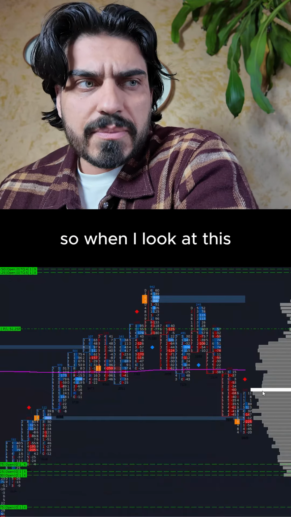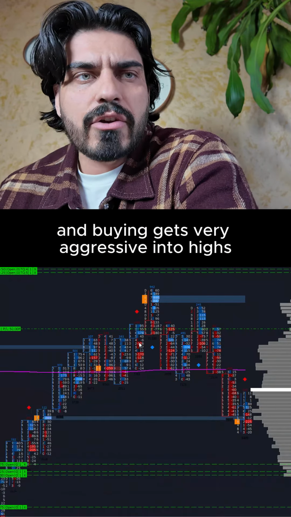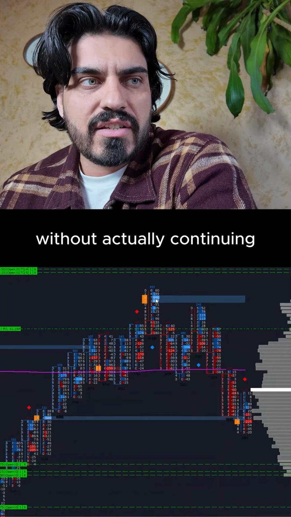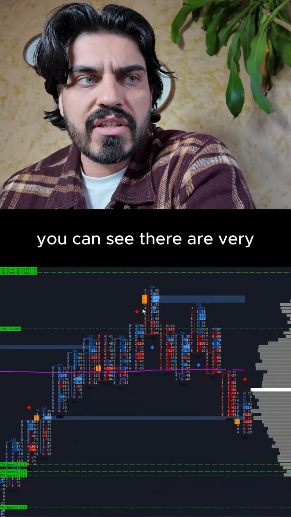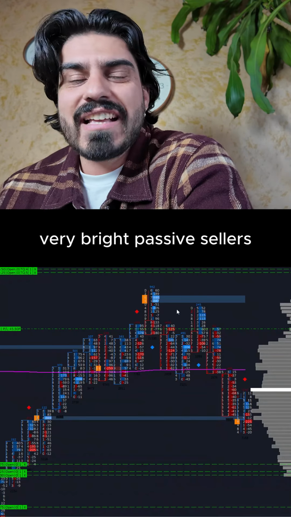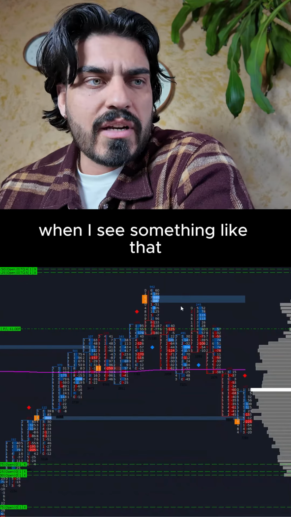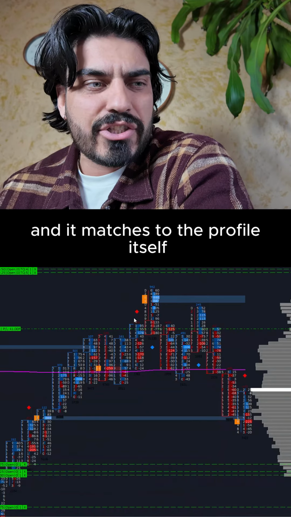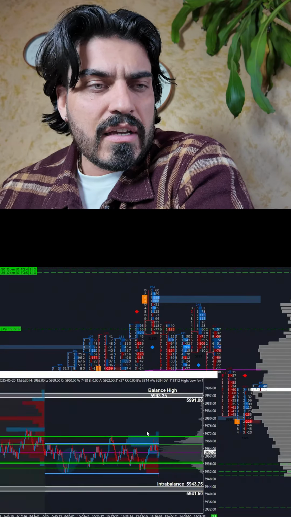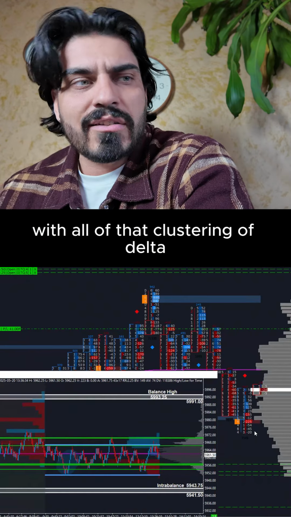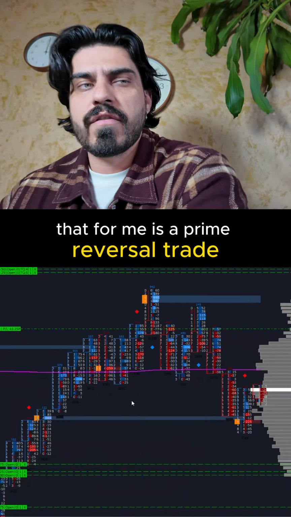So when I look at this, and buying gets very aggressive into highs without actually continuing, especially on the footprint chart here, you can see they're very, very bright passive sellers and aggressive buyers that are coming together to create this absorption. When I see something like that and it matches to the profile itself, with all of that clustering of delta, that for me is a prime reversal trade.